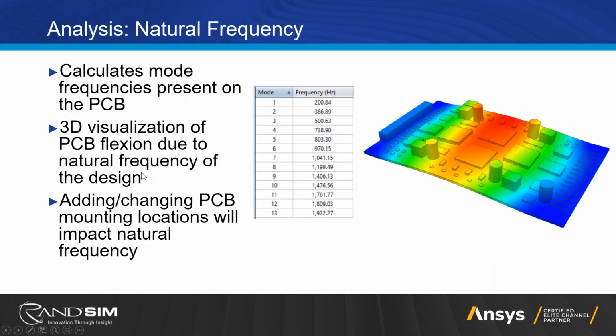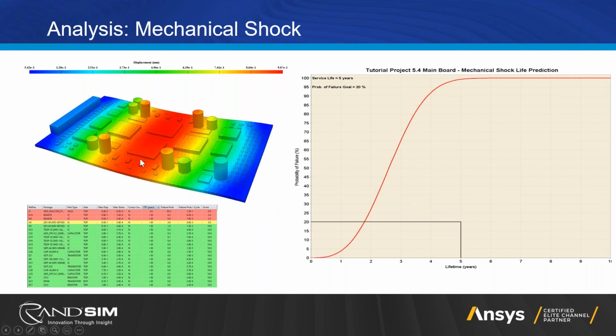And just like in the natural frequency, we have concern where this is going to cause solder joint failures associated with different components. And that's exactly what we're seeing down here in this table. This table tells us which components are going to be impacted by the mechanical shock and what the probability of that failure is per cycle. Based off of those probabilities, we're then able to generate a mechanical shock life prediction based off of a lifetime that we specified.